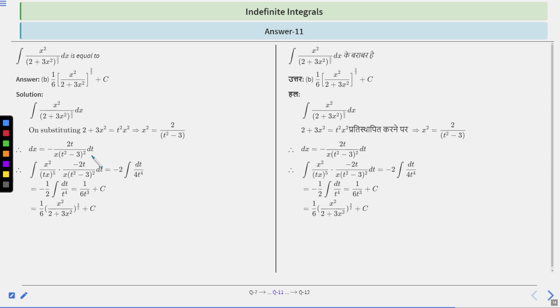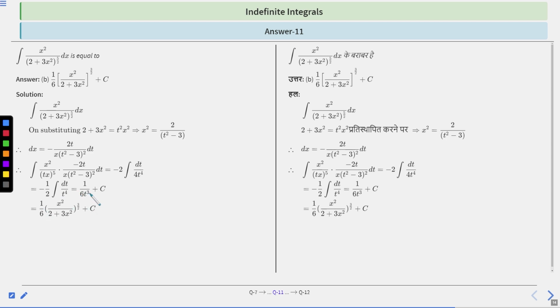Therefore the integration of x square upon t to the power 5 into minus 2t upon x into (t square minus 3) whole square dt is equal to minus 2 integration of dt upon 4t to the power 4, right? Therefore it is equal to minus 1 by 2 integration of dt upon t to the power 4, which is equal to 1 by 6 t cube plus c, right?